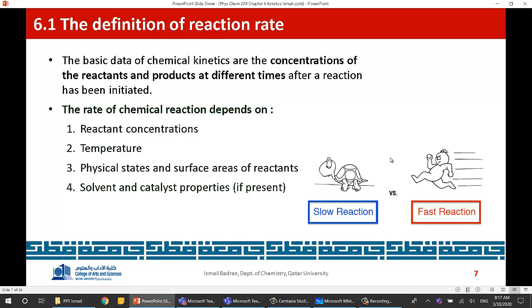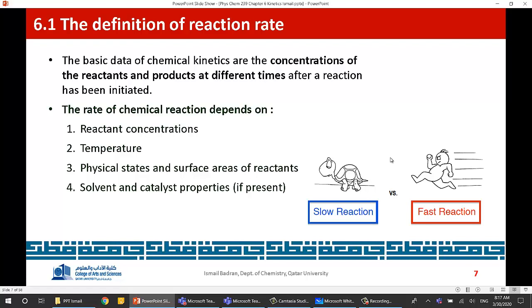Now the rate of the reaction. The basic data of chemical reactions are the concentrations of the reactants and products at different times after the reaction has been initiated. So instead of saying the speed is equal to distance over time, we say that speed is equal to concentration over time. In a chemical reaction, it's not the distance that changes, it's the change in concentration. So that's the definition of the rate of the reaction. The rate is equal to the change in concentration divided by the change in time.